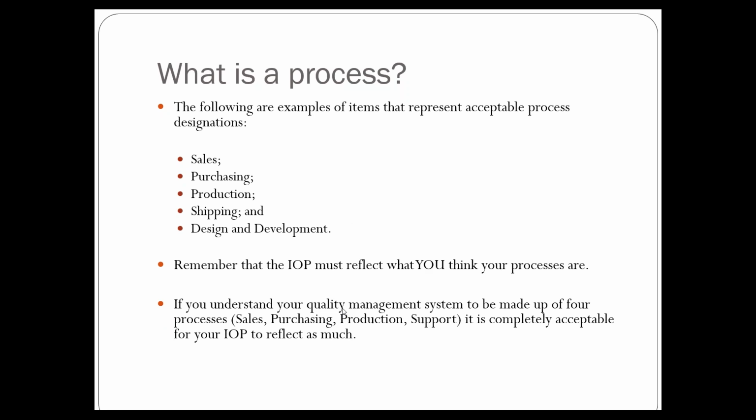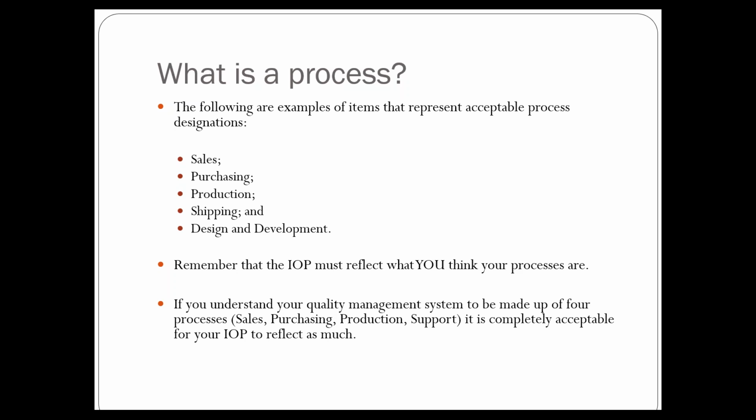The following are some examples of what an acceptable process designation might be, or some examples of common processes: sales, purchasing, production, shipping, design and development. These are just a couple of examples, and remember that the interaction of processes is to reflect what the client identifies as its processes. So what you think your processes are. It does not need to match this list by any means. Every organization and industry is different. These are just a couple of examples to get you started.